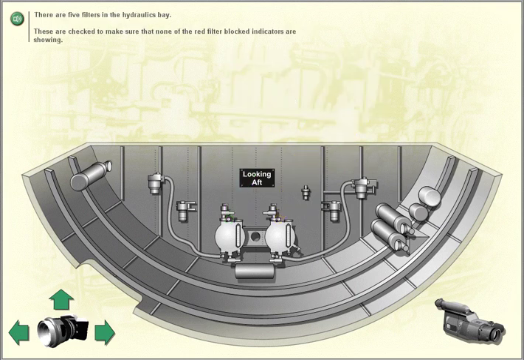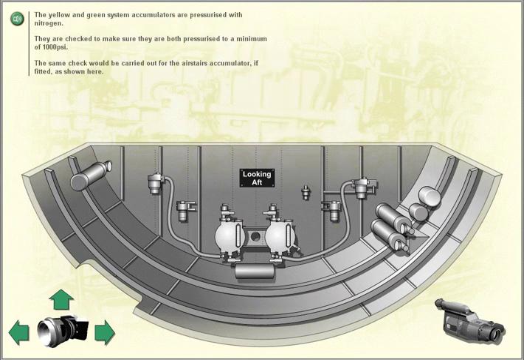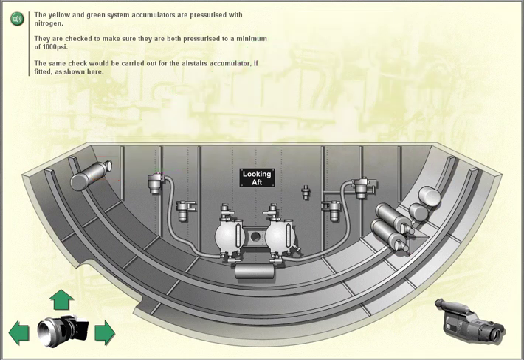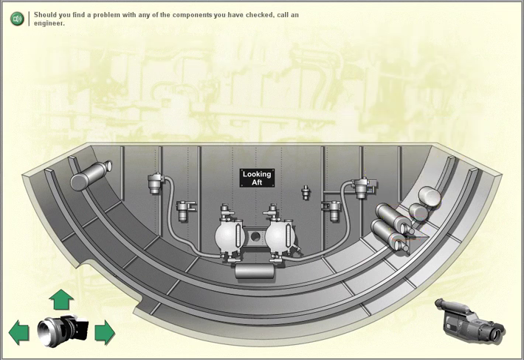There are 5 filters in the hydraulics bay. These are checked to make sure that none of the red filter blocked indicators are showing. The yellow and green system accumulators are pressurized with nitrogen. They are checked to make sure they are both pressurized to a minimum of 1000 psi. The same check would be carried out for the air stairs accumulator if fitted, as shown here. Should you find a problem with any of the components you have checked, call an engineer.